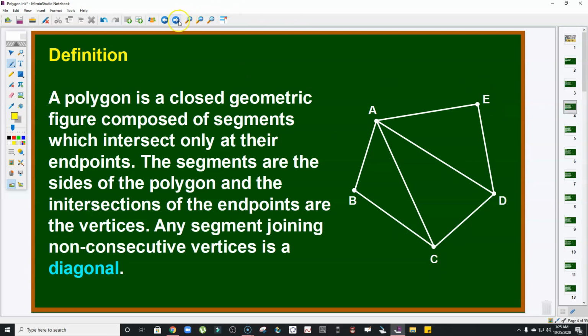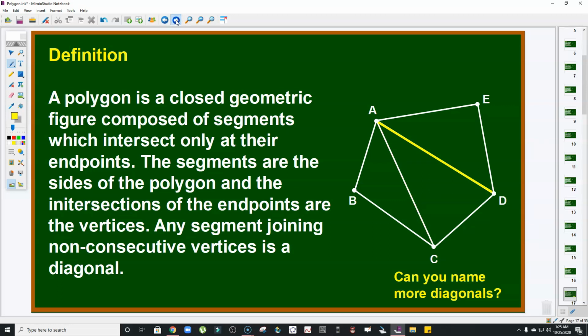So in this given illustration, the segments AB, BC, CD, DE, and AE are sides of the given polygon, while the points A, B, C, D, and E are the vertices. Also, the segments AC and AD are examples of diagonals.